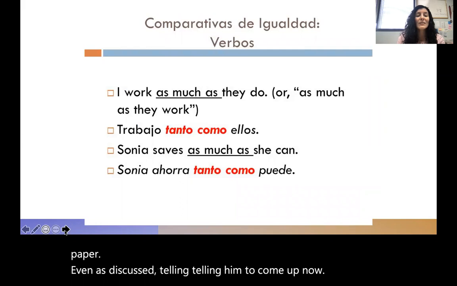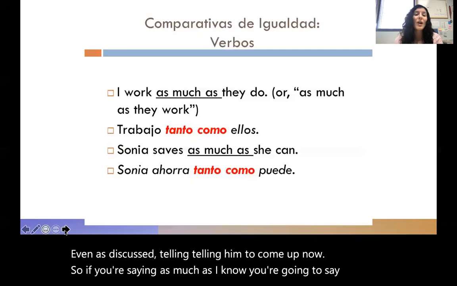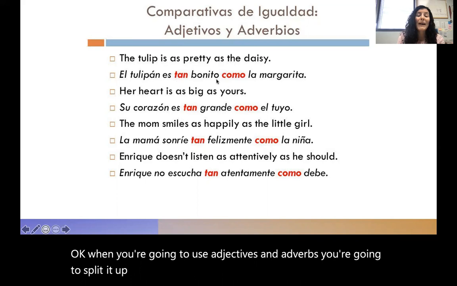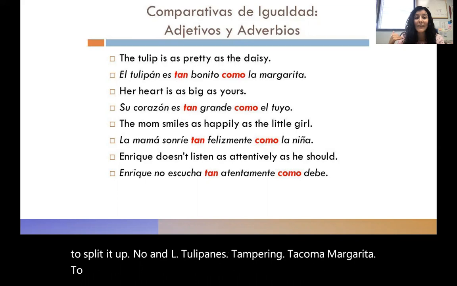So if you're saying as much as, you're going to say tanto como. Trabajo tanto como ellos. O Sonia ahorra tanto como puede. Okay. When you're going to use adjectives and adverbs, you're going to split it up. El tulipán es tan bonito como la margarita. Su corazón es tan grande como el tuyo. La mamá sonríe tan felizmente como la niña. Enrique no escucha tan atentamente como debe.